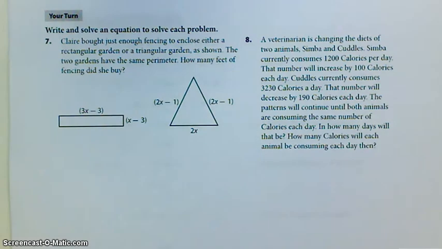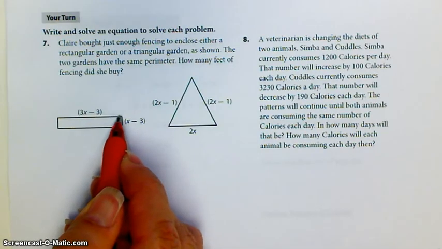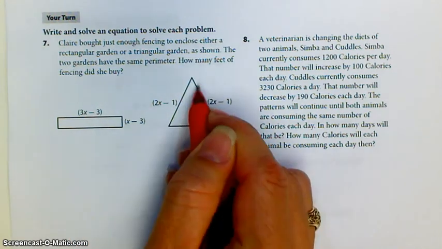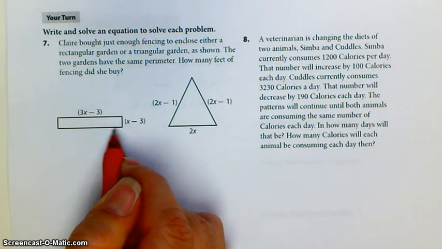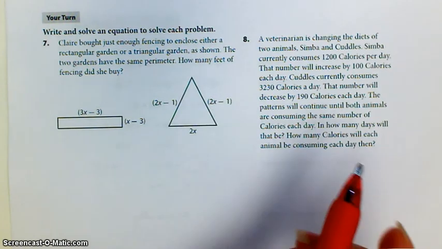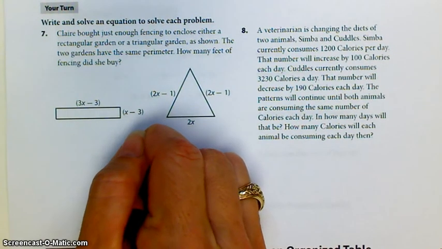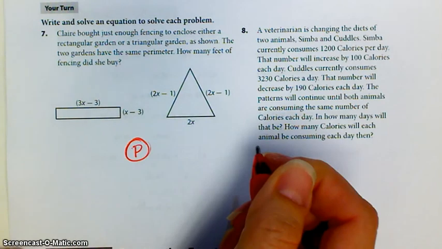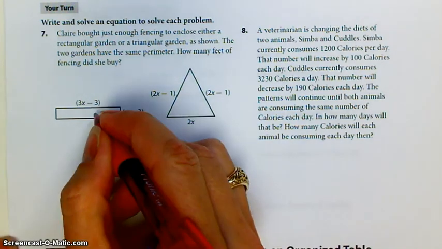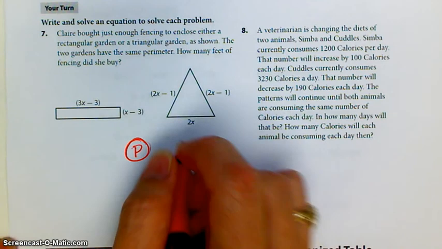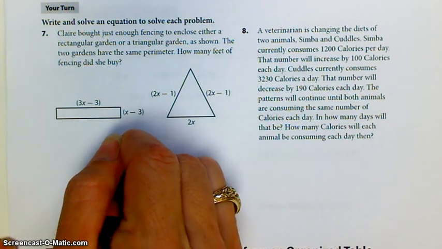So basically what they're saying is she's got just enough fencing to either go around the rectangle, or she can do this. Okay, so it would take the same amount of fencing for either situation, same perimeter. So I know that whatever perimeter she can fence, the rectangle and the triangle, we're going to wind up with that same perimeter.